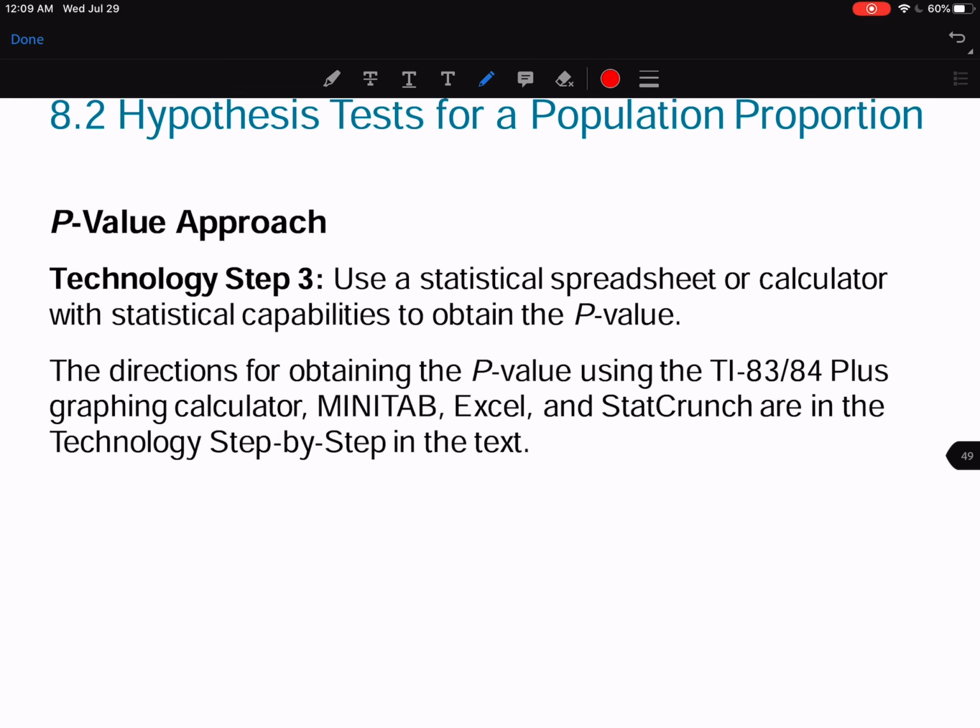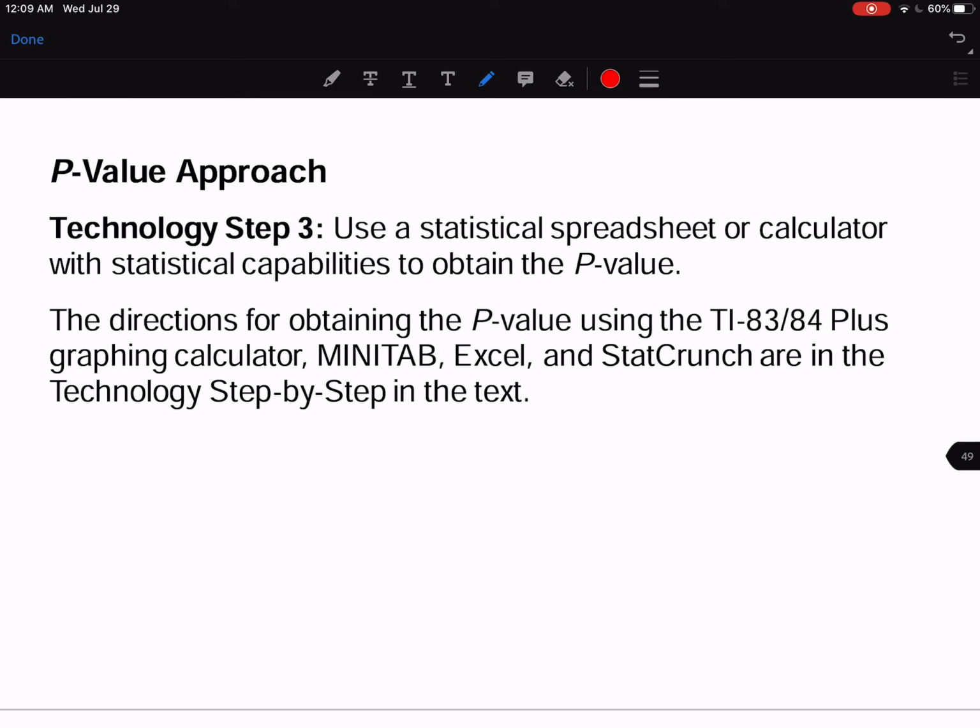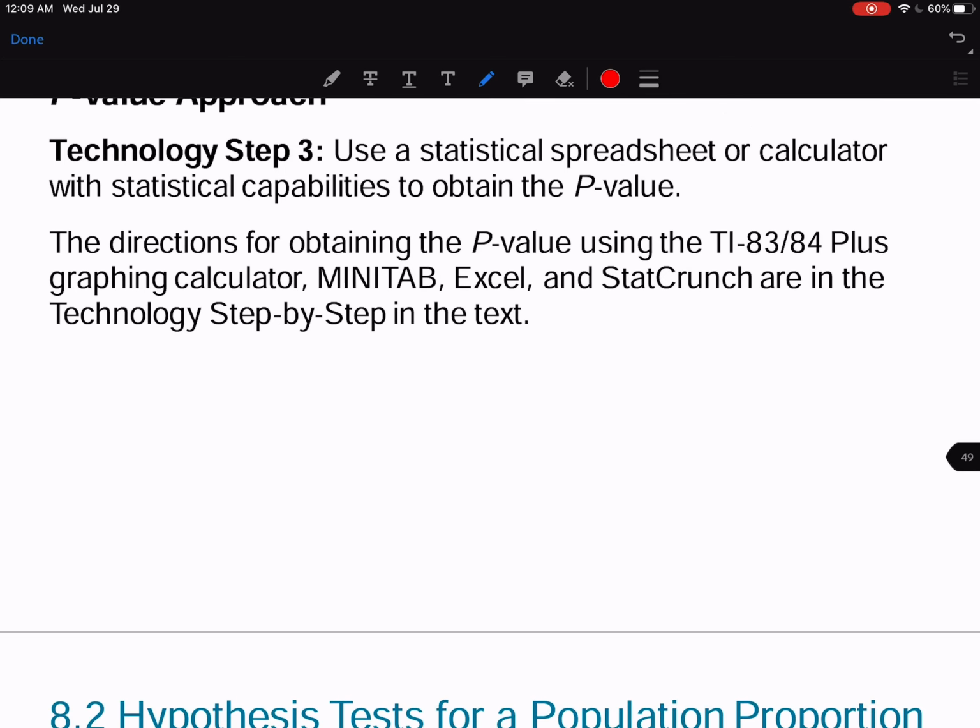So this is the p-value approach by technology. I'm going to make a separate video for that, so let's skip it over here.